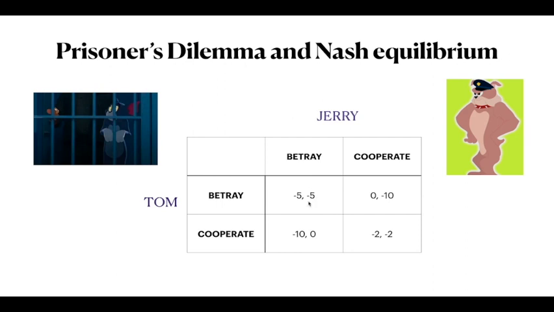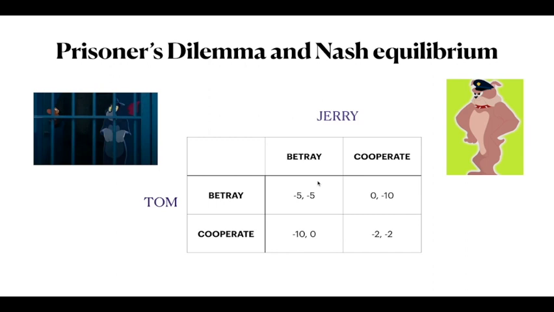Similarly, the same argument goes the other way around as well. For Jerry, irrespective of what Tom decides, the optimal strategy for Jerry would be to betray as well. Because if Tom cooperates, then Jerry can get to go free by betraying. And if Tom decides to betray, then Jerry has to betray as well. Otherwise, Jerry would appear like a fool. So, irrespective of what the other party makes, the best choice for both of them is to betray on each other.